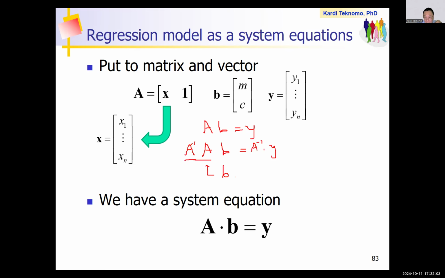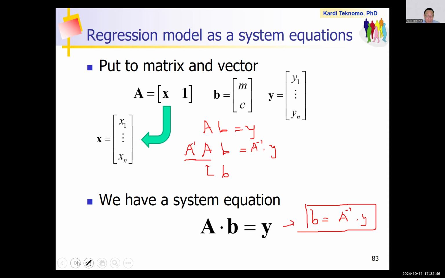So we will have the solution: if A is actually a square matrix with the inverse, then you will have B equal to A inverse multiplied by Y. This only happens if you have a square matrix and A has an inverse. So this is the inverse.